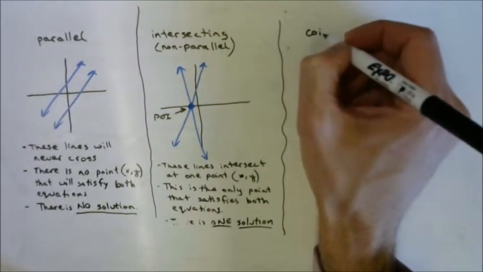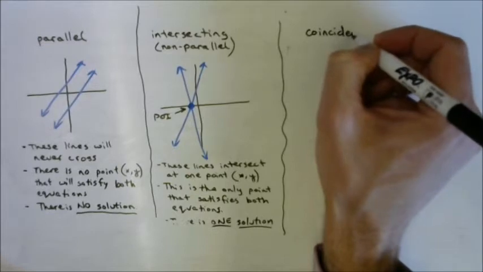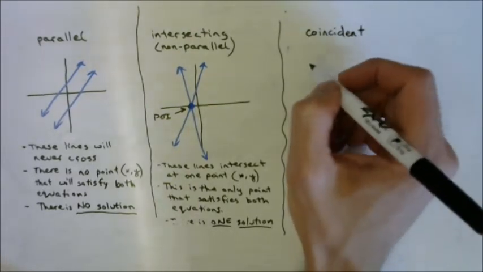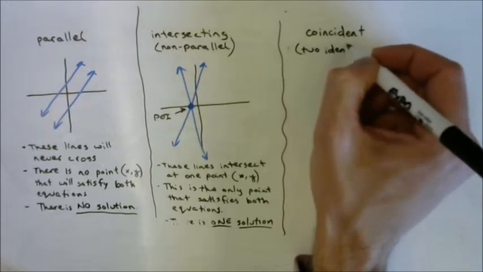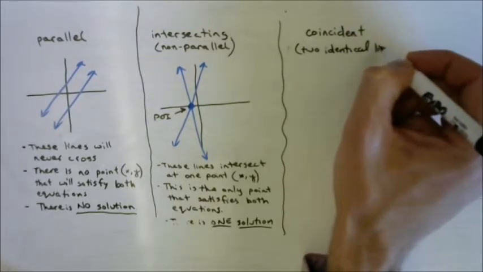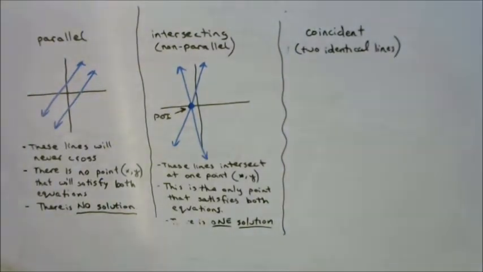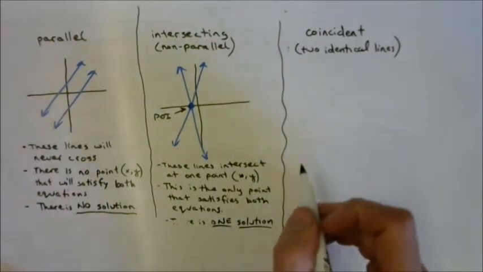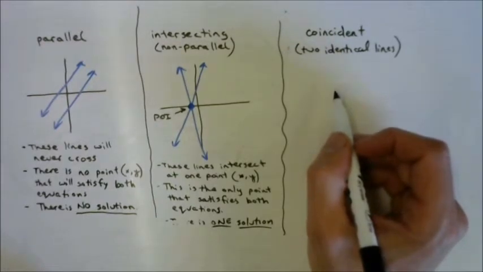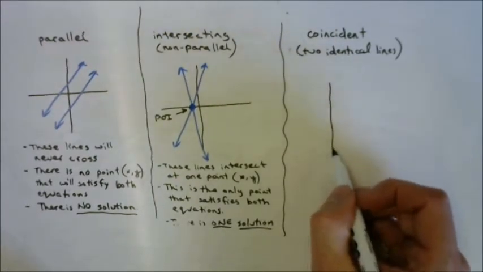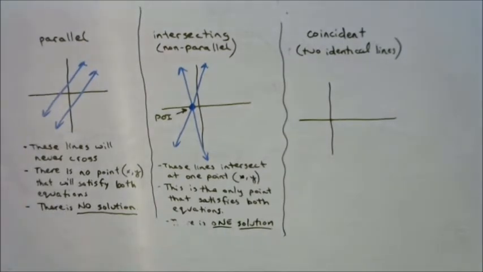Okay? And the last set of lines, I'm going to write it two ways. I'm going to write coincident, and under there, you've got two identical lines. Okay? If they're coincident, they are two identical lines. Now, I only gave you one graph there. Could have given you two, but basically what you're going to want to do is take two colors, if you have them, and try to draw the exact same thing as me.